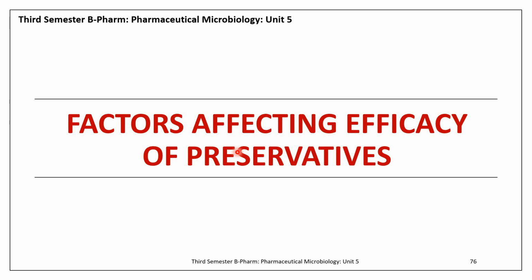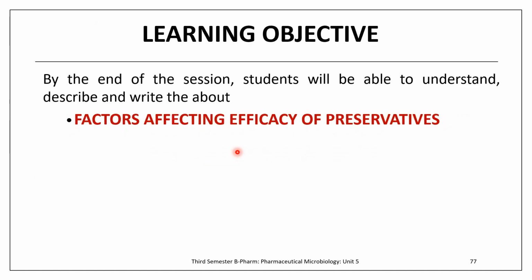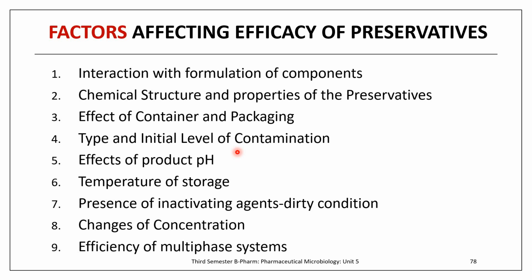Now coming to the factors affecting the efficiency of preservatives. After this session you will be able to understand, describe and write the different factors affecting the efficacy of preservatives. There are 9 factors: interaction with the formulation components, chemical structure and properties, effect of containers and packaging, type and initial level of contamination, effect of product pH, temperature of storage, presence of inactivating agents like dirt, then changes of concentration and efficiency of multi-phase systems. So these are the different factors. Let's see one by one.